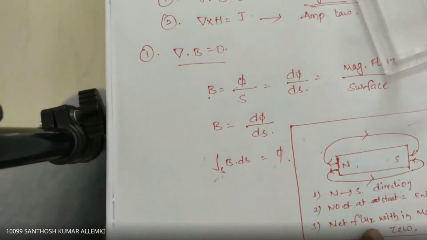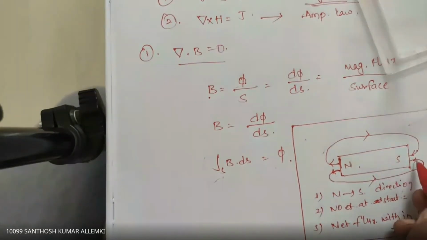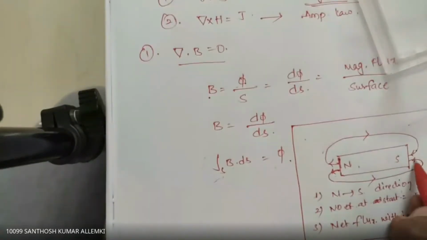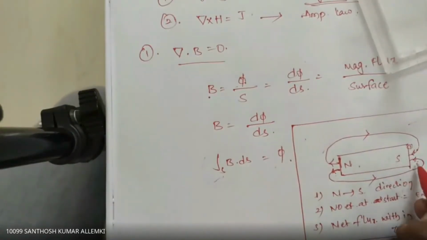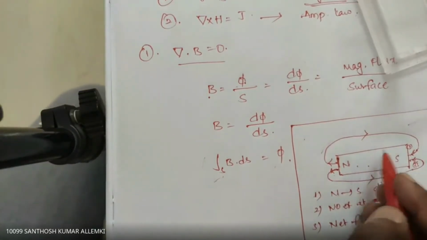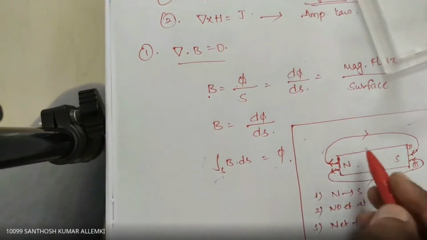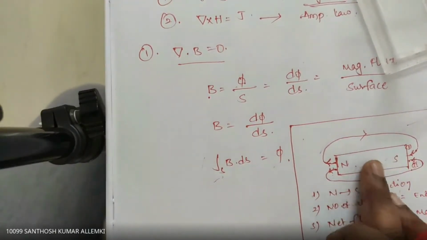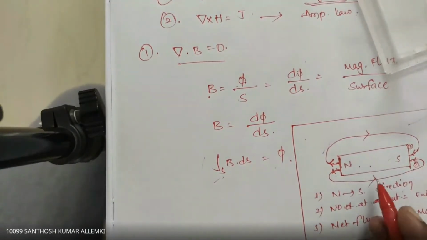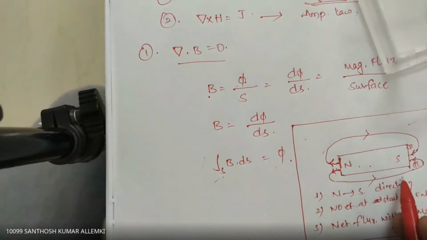For example, take two lines in this magnet, line 1 and line 2. These two lines are entering the magnet, and these two lines are also leaving the magnet. So finally, the number of lines within the magnet will be 0. That is the net flux, since whatever the lines are is nothing but flux.